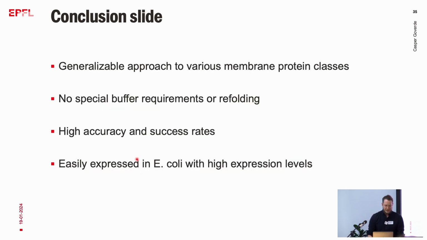So to conclude, what we have now is a generalizable approach to various membrane protein classes. So this should be applicable to many different protein classes to solubilize them quickly and easily. And more importantly, we can just do this in E. coli. We don't need any eukaryotic cells to work with. All these proteins were expressed in E. coli without any special buffer requirements or refolding of the proteins, with very high accuracy and success rates. E. coli is generally easy to work with.